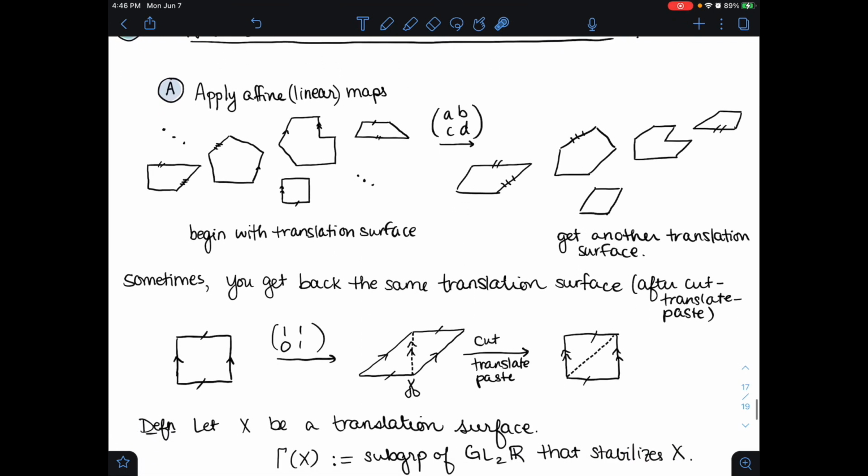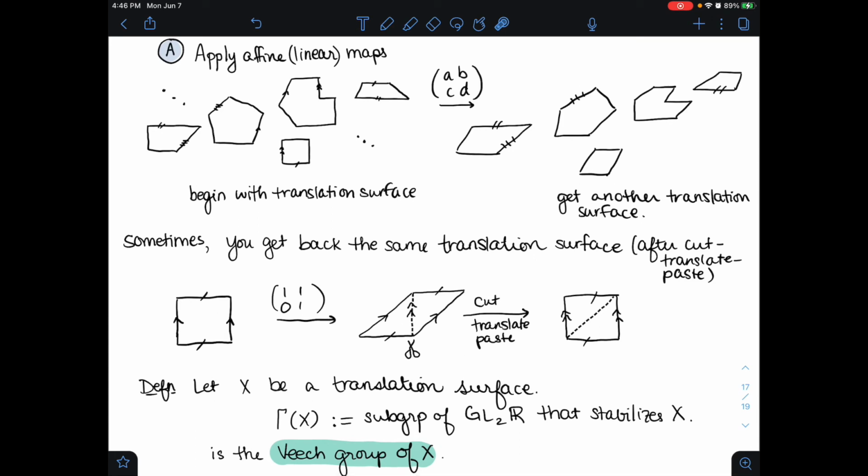And so it's interesting then to look at what linear transformations fix your translation surface like this. So if X is a translation surface, we define gamma of X to be the subgroup of GL2R that stabilizes X. And that group is called the Veech group of X. Okay, and you might be thinking, why didn't I put SL2R instead? Because I would want area to be preserved, right? So for finite type translation surfaces, yes, this would be SL2R. But because we're looking at infinite type translation surfaces, we just need it to be invertible. Imagine like a Hilbert hotel trick where actually you move over the area like this and you get back to the same translation surface even though your linear transformation doesn't preserve area.